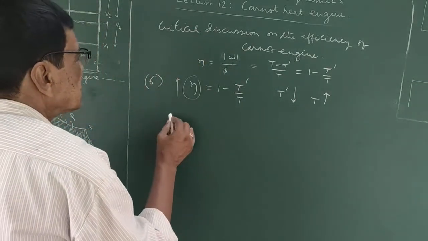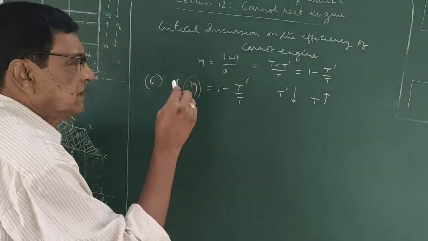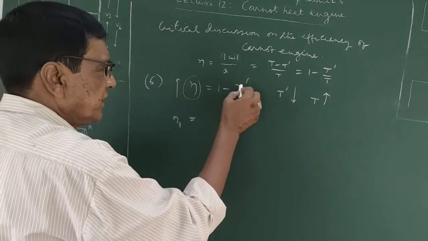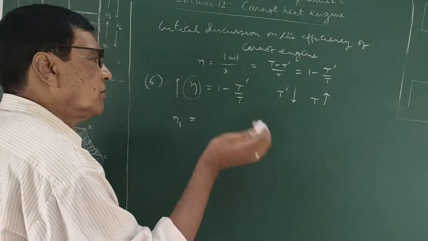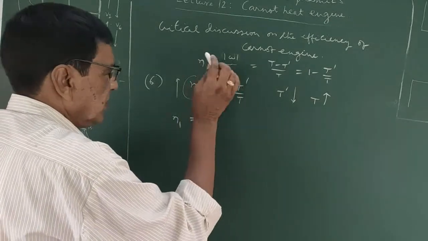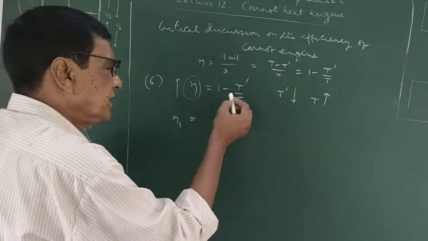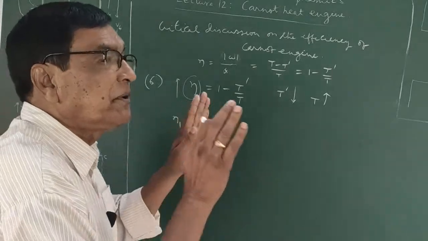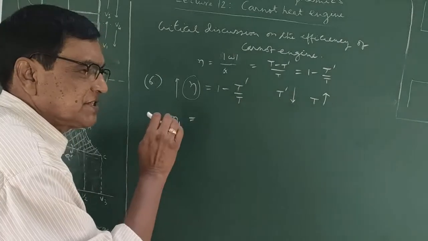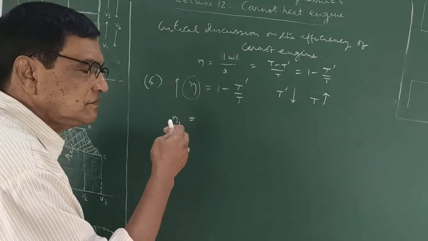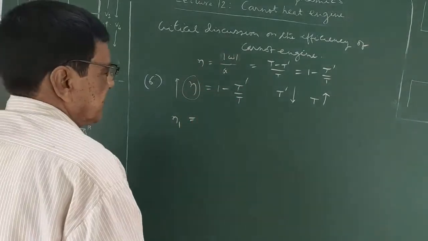Say eta 1, say we are reducing the temperature of this sink, or we are decreasing the temperature of this sink, or increasing the temperature of the source, to the same extent. So suppose eta 1 is the efficiency whenever the sink temperature is decreased.